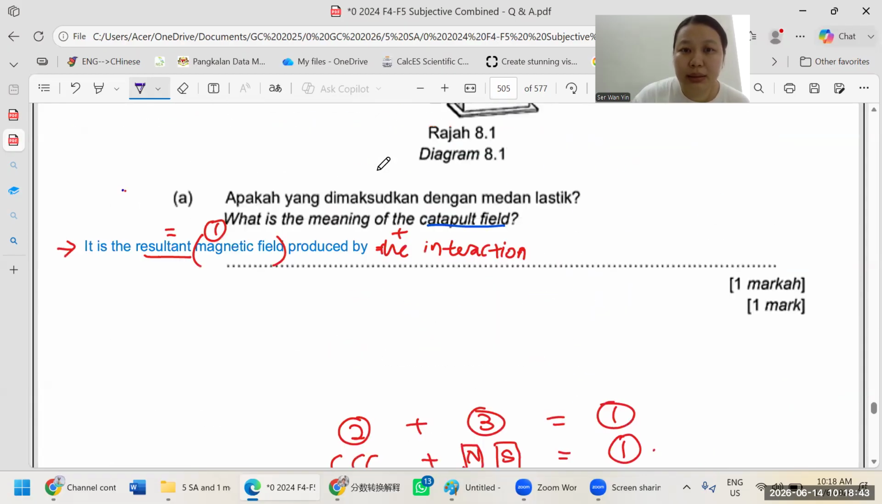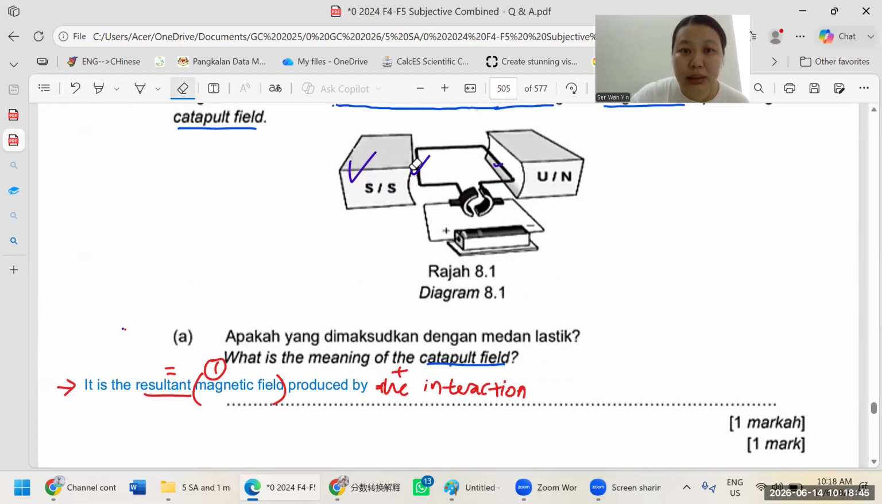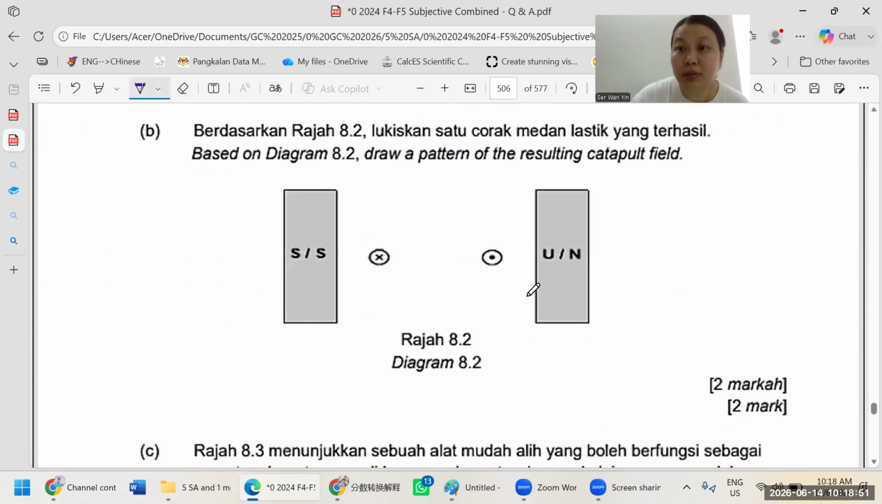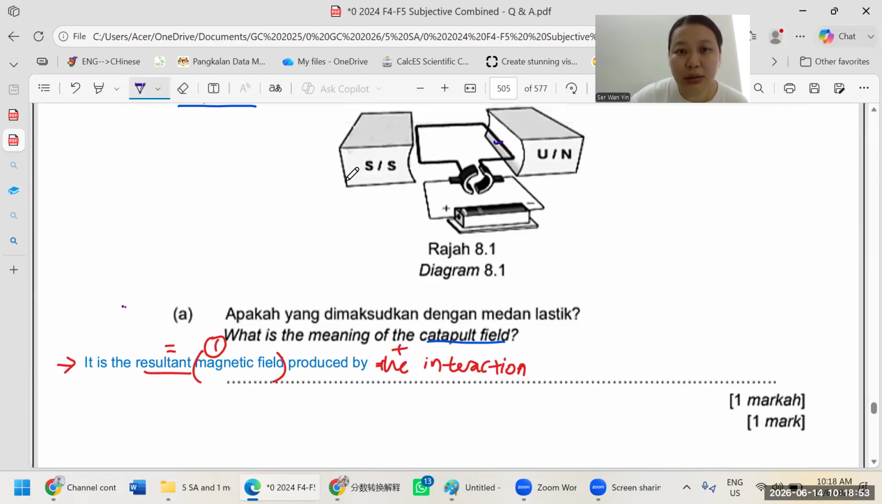Okay, next. Look at this. This is south, this is north. Actually, they should draw like that. By the way, the magnet should be a curved magnet. Then we see from this side, so we will see how the current flows.